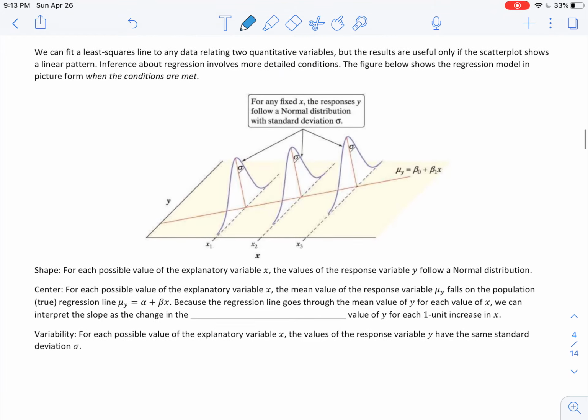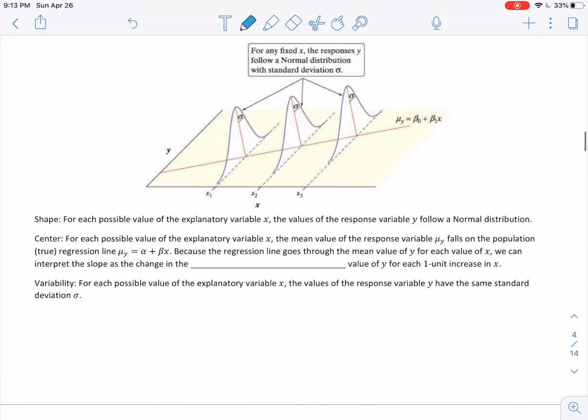Inference about regression involves more detailed conditions than just, hey, is it a line? The figure below shows the regression model in the picture when the conditions are met, which we're going to get to. What this basically means is that if you have your scatter plot, it's tilted so we can see the 3D nature of this. You have your scatter plot with possible different x values, and in this case, we're getting the population mu sub y, but it's along this line.